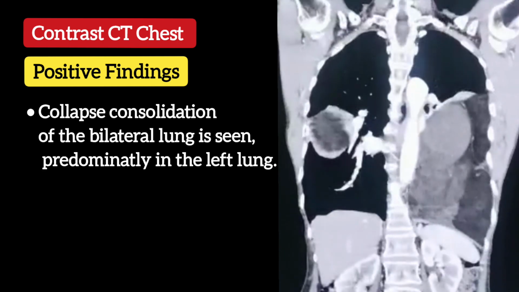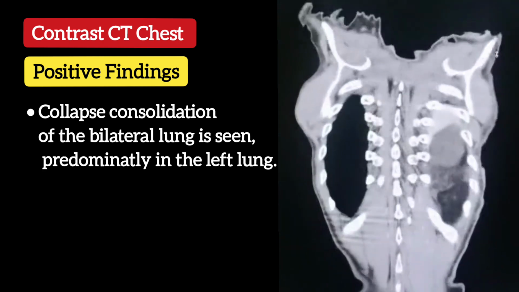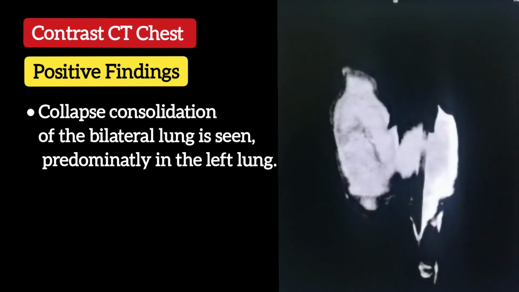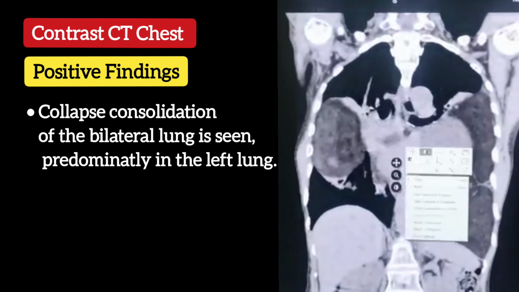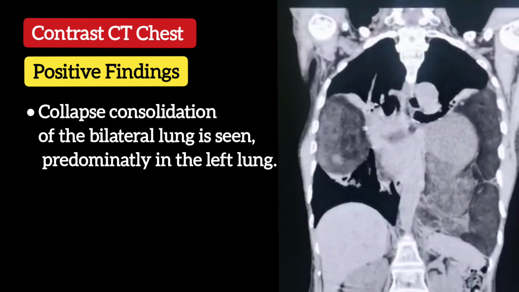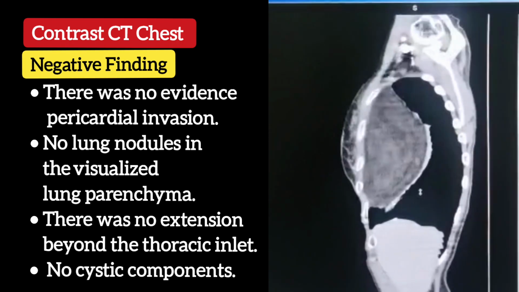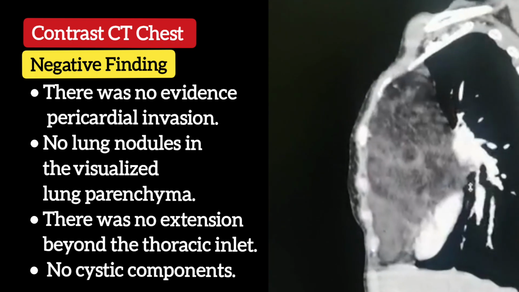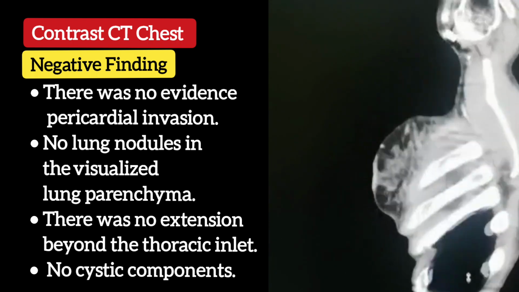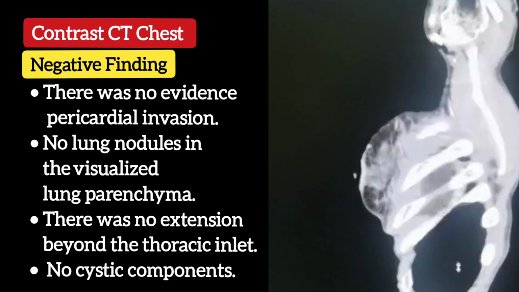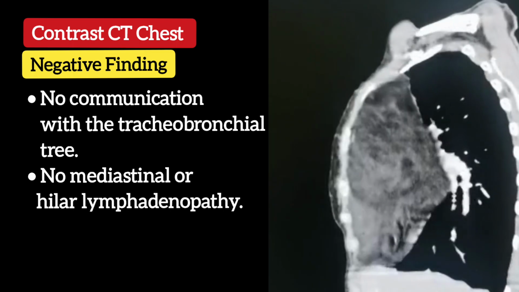Collapse consolidation of the bilateral lungs is seen, predominantly in the left lung. There was no evidence of pericardial invasion. No lung nodules in the visualized lung parenchyma. There was no extension beyond the thoracic inlet. No cystic components. No communication with the tracheobronchial tree.